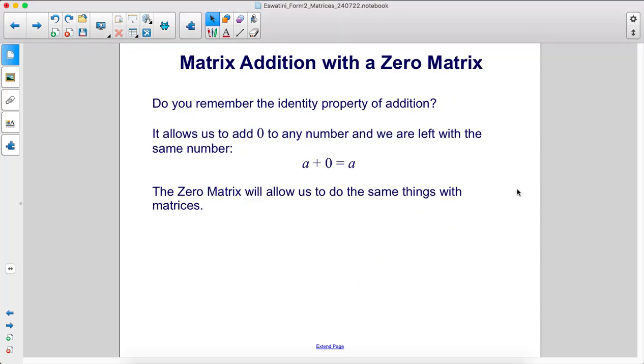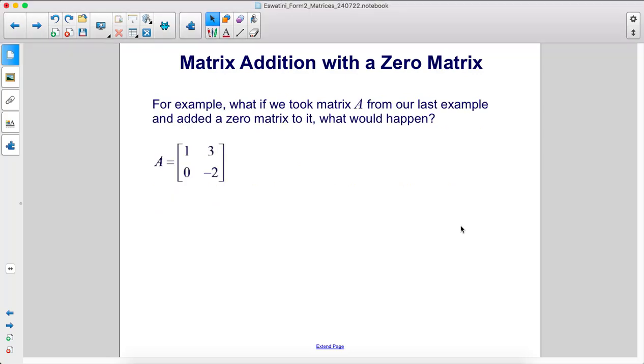Do you remember the identity property of addition? It allows us to add 0 to any number, and we are left with the same number. A plus 0 equals A. The zero matrix will allow us to do the same things with matrices. For example, what if we took matrix A from our last example and added a zero matrix to it? What would happen?